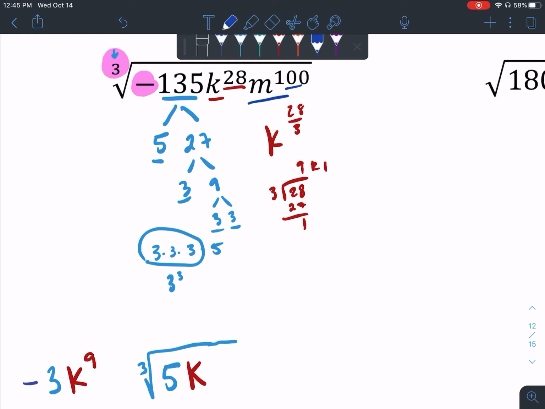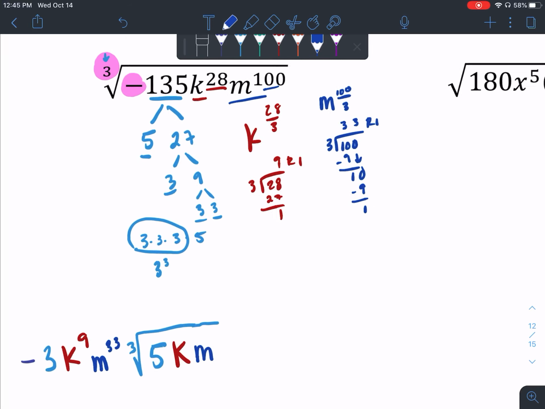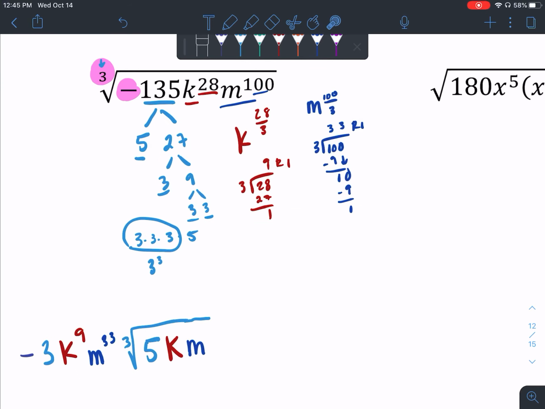We can do the same thing with our m's. This is really m to the 100 divided by 3. If I do that, 3 into 100, we get 33 with a remainder of 1. What that means is that m to the 33 goes on the outside. This remainder 1 tells me that I have 1 m that stays inside. So the tricky thing here was just some big numbers on our powers, and then also this negative inside an odd index. So here's our final answer.